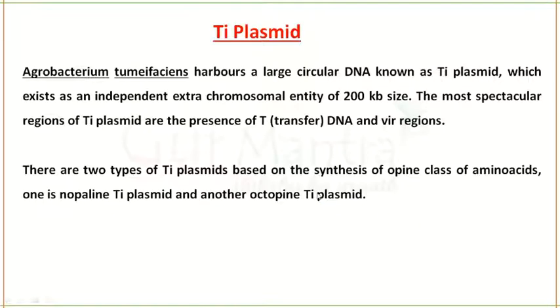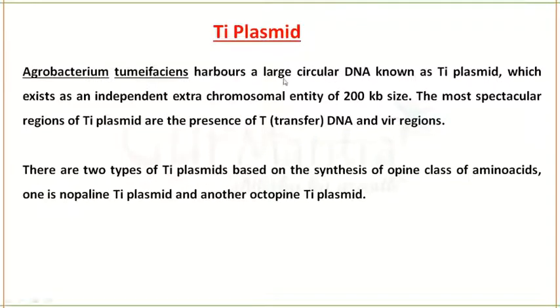So the next kind of vector we are going to talk about is the Ti plasmid. Very important guys, very important. Agrobacterium tumefaciens are microorganisms that cause crown gall disease in plants, and that is due to the Ti plasmid. Crown gall disease means it's like a tumor disease.